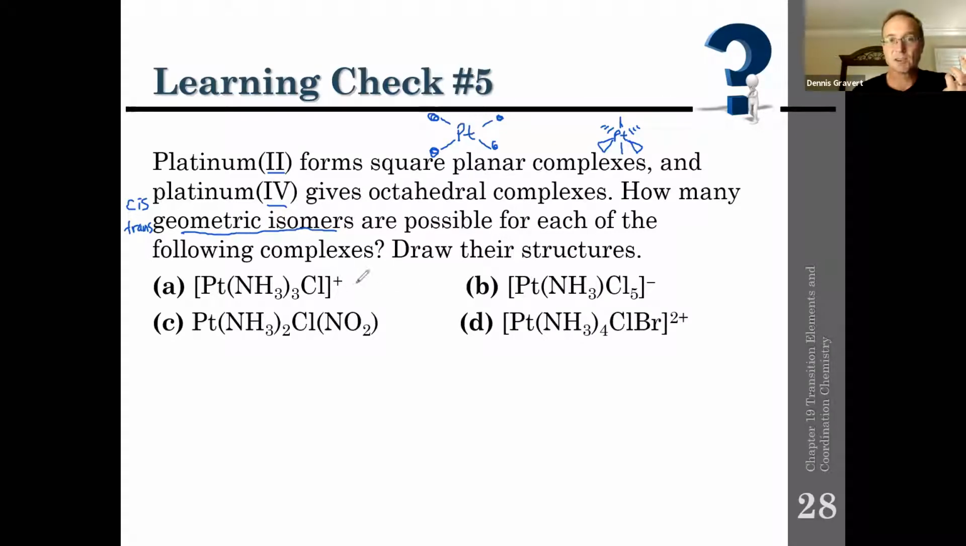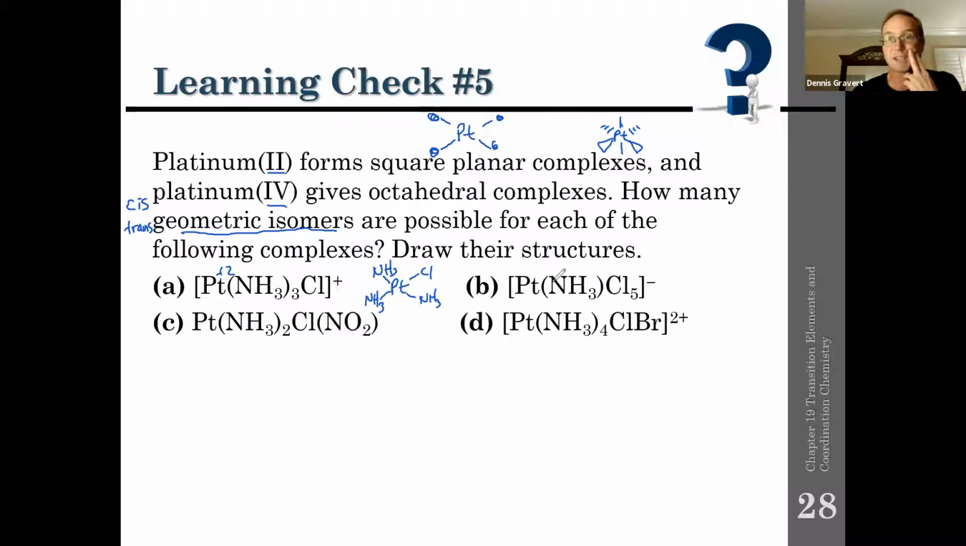Turns out this one is going to be a platinum. Yeah, this is a +2, so this is going to be square planar. Platinum has 1 chlorine and 3 ammonias. And whether you put the chlorine in the top right or anywhere else, it's the same molecule. Just spin this. There's only 1 isomer. There is no cis-trans.